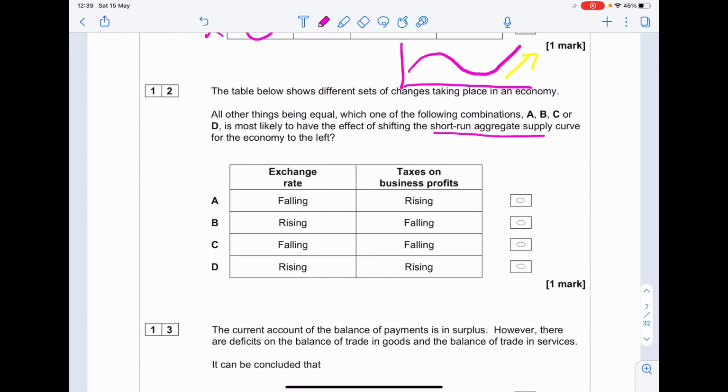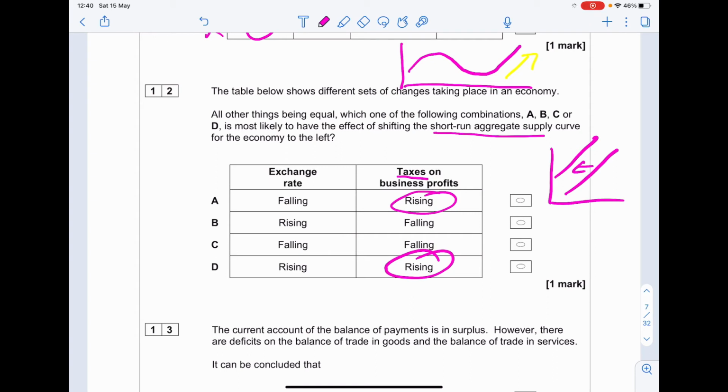So shifting your aggregate supply curve to the left is going like that. And that usually happens when costs of production increase. And it also, so taxes increasing, so we've got taxes here. Taxes increasing is equivalent to increasing costs of production. So we've got rising and rising.